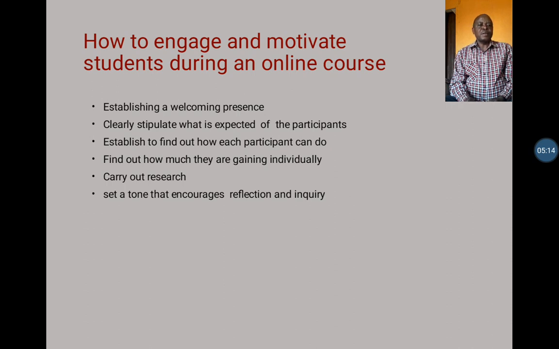Also, establishing how to find out what participants can do is very important, so that there is clarity of how things are going to be done. When given this task, I will find out how much they are gaining individually. This can be done by using research. We can open up a research to get data. We can use their portfolios to know how much each one knows and how they are performing. Also set a tone that encourages reflection and inquiry. With all this in the online course, students will be motivated.